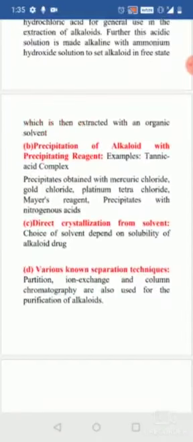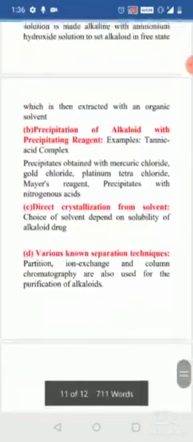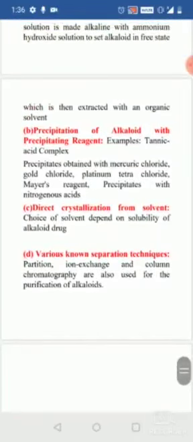The next method is the precipitation of alkaloid by a precipitating reagent. Here you use the tannic acid complex. You precipitate the tannin content by adding mercury chloride or Mayer's reagent or any of the alkaloidal reagents. That precipitates the tannins, so the tannins are removed and left out from the alkaloids.